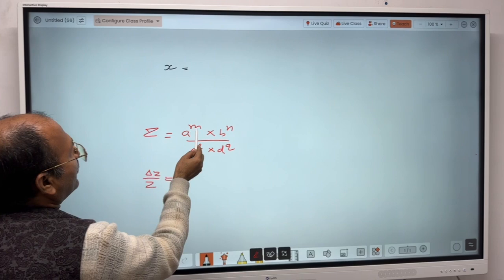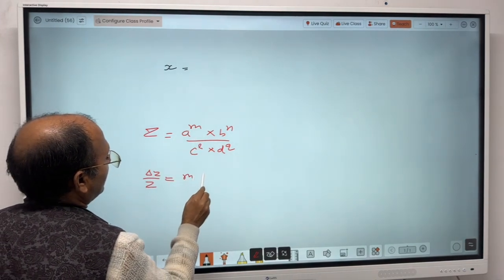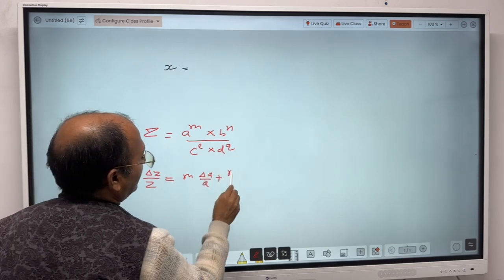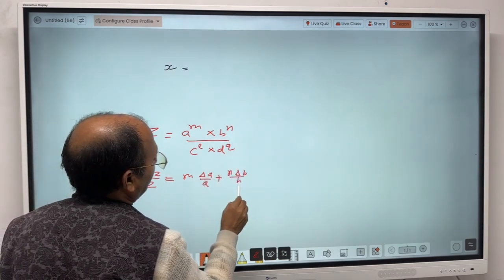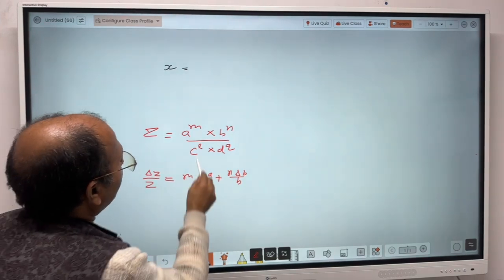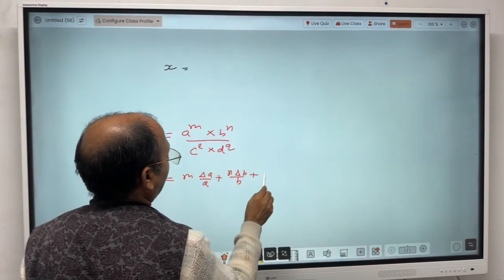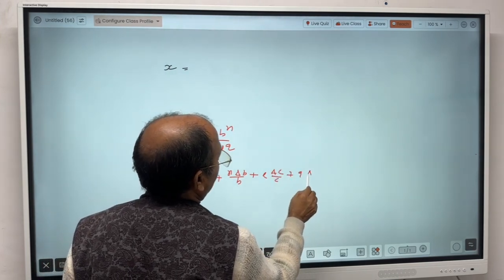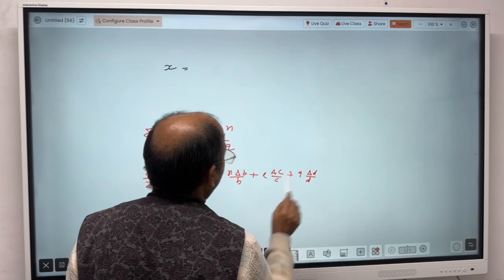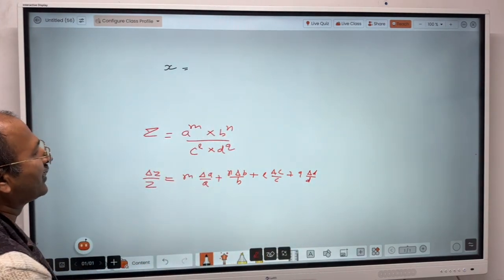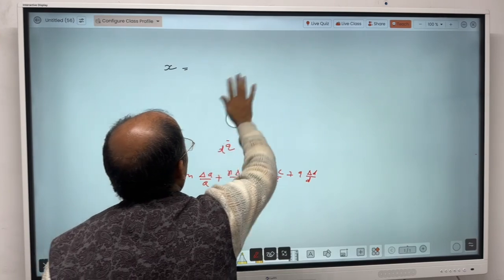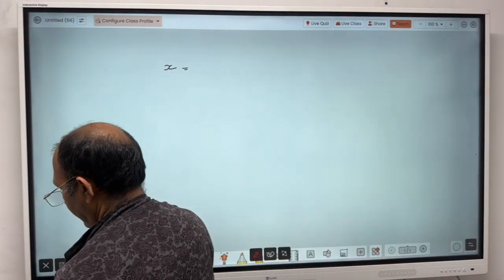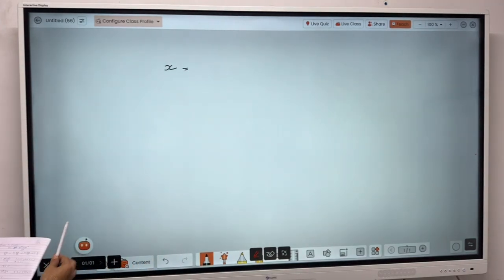So if we write delta Z upon Z, it will be equal to, we put the power before, M times delta A upon A plus N times delta B upon B. Denominator will also be written like this, only with plus sign. There won't be negative sign. L times delta C upon C plus Q times delta D upon D. So this is how we can calculate the errors in powers. Now we are going to take some numericals whereby this thing will be obvious.